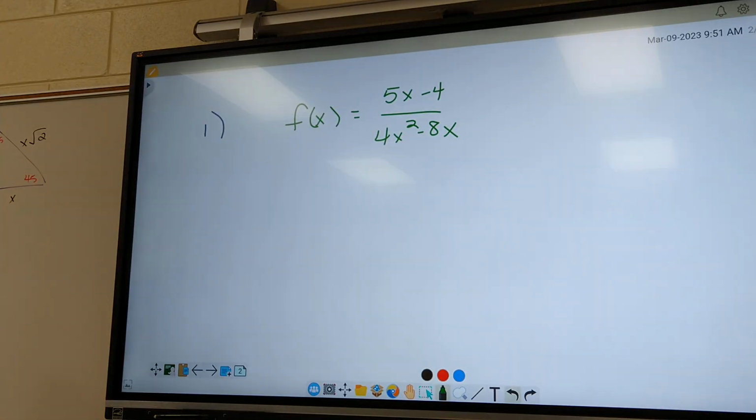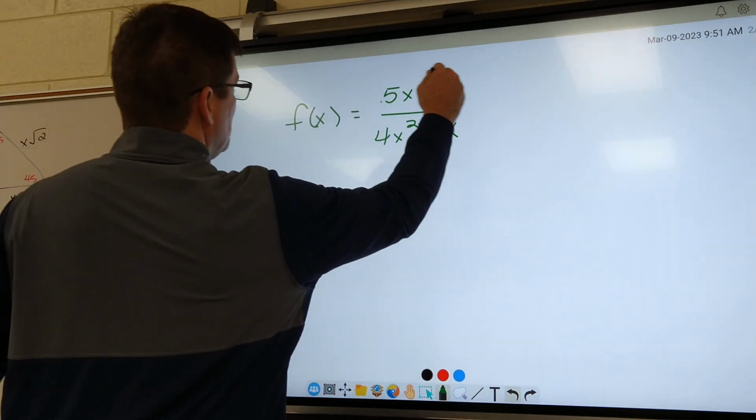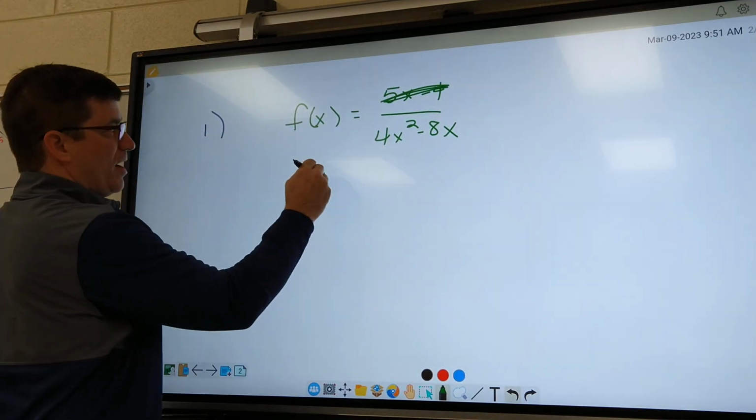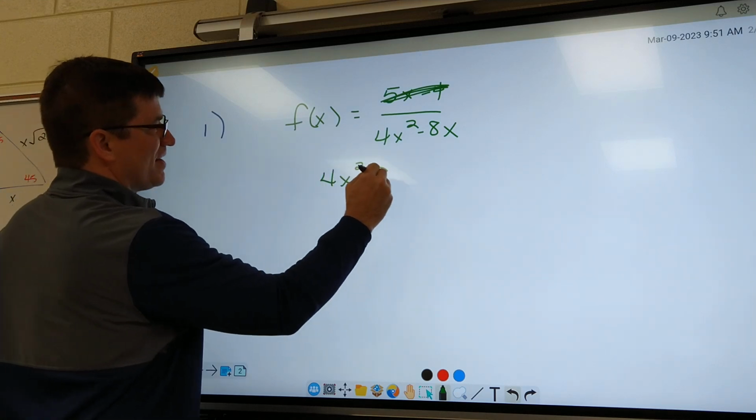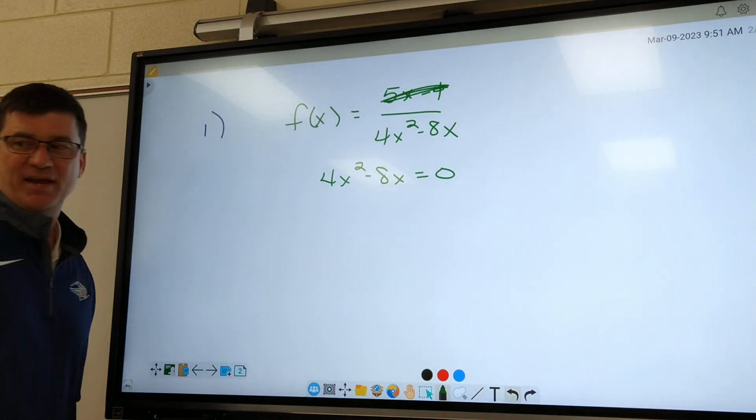All right, so how do we do this problem? Let's read the instructions. State the values of x that are not in the domain. You guys remember how we did the domain problems? We marked out the top, didn't use them at all. Write the bottom down, 4x squared minus 8x equals 0. Write that down somewhere.